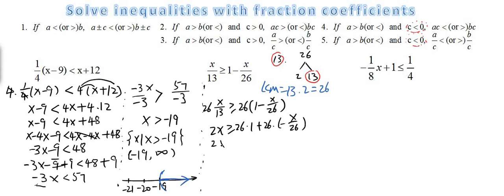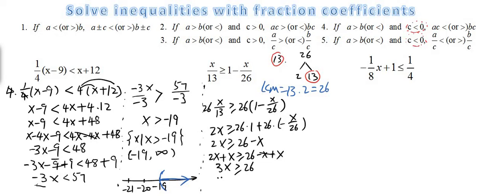And we can continue to simplify it. 26, here is 26, cancel out, negative x. And on the right hand side, we have negative x. We're going to remove it. We're going to plus x for both sides. And we cancel out. And here 3x is greater than or equal to 26.